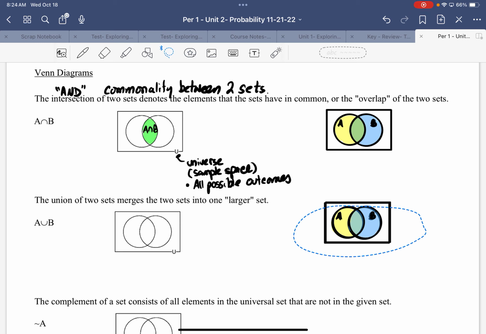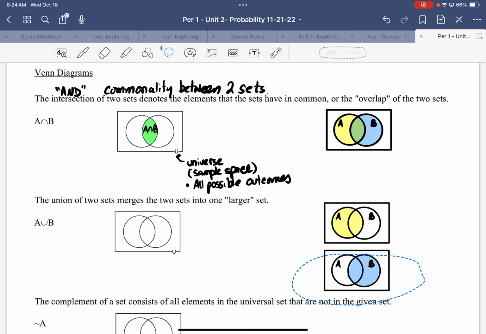The union is the case of an OR. I'm just going to leave that separate for now. So this is the case of OR. So all parts of each set.